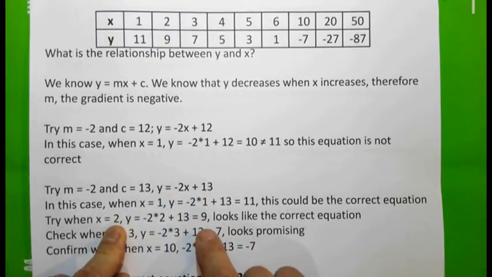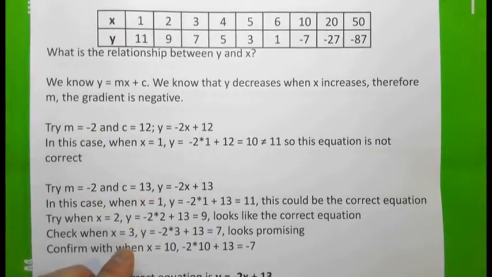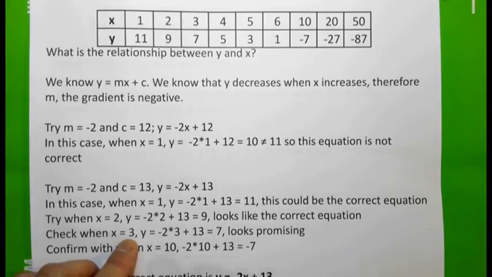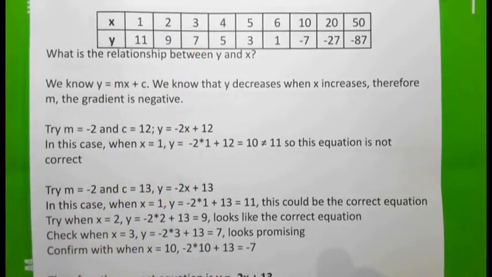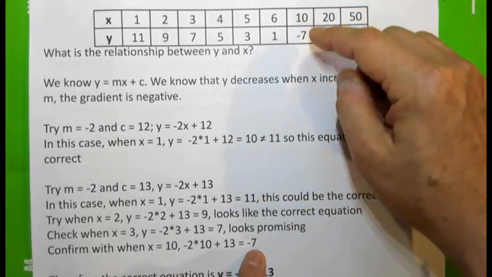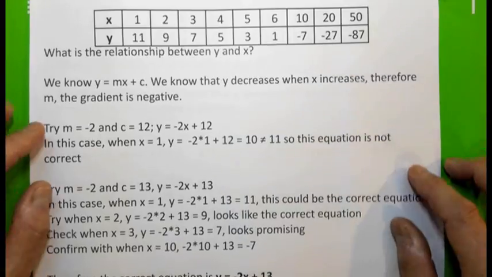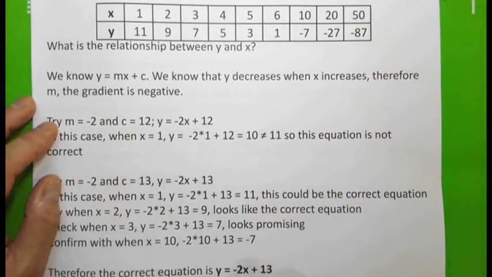using this equation, y is 9. Correct. When x equals 3, y is 7. Promising. And finally, let's confirm. When x equals 10, y is actually minus 7. Therefore, the correct equation in this case is y equals minus 2x plus 13.